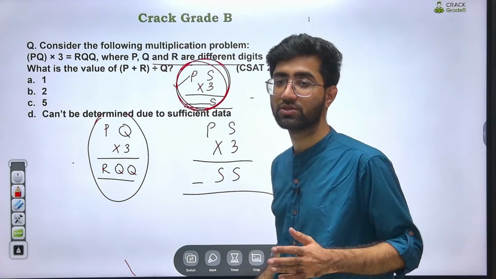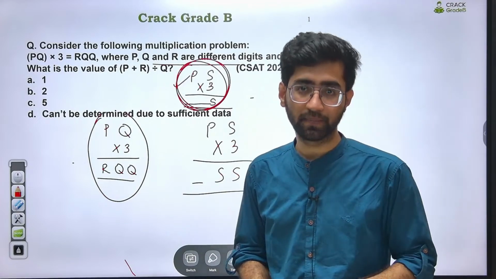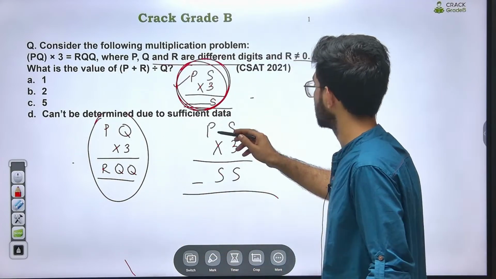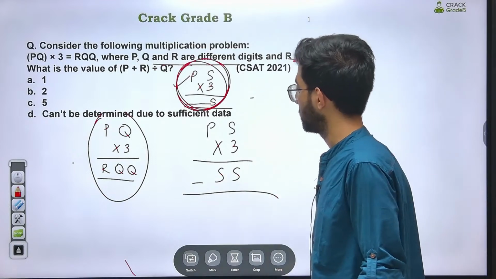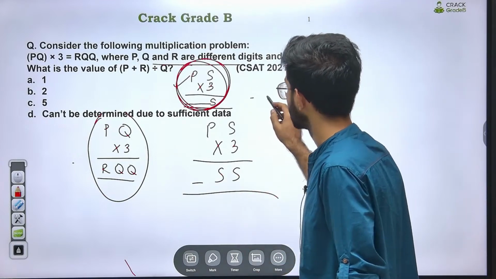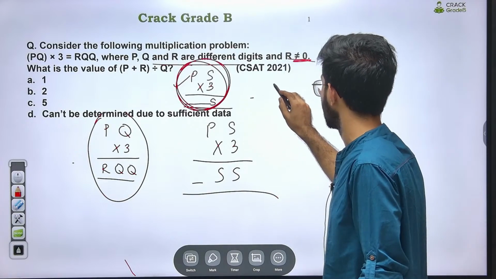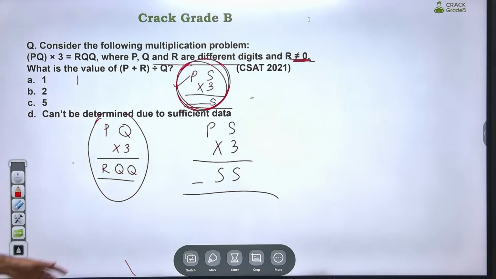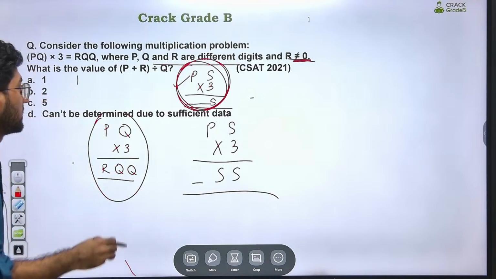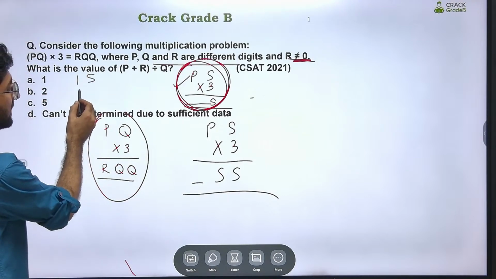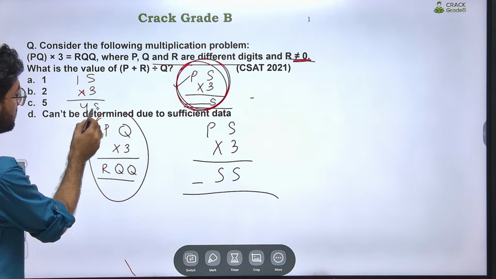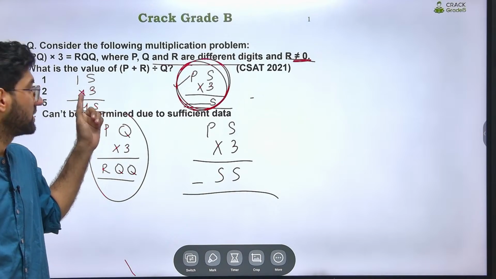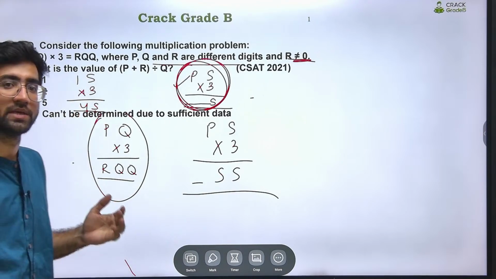Now, we will have to check the possible values of P. You can't think that P is 0. Why? Because it has been given that R is not equal to 0. So let us check one by one. Okay, if you think that the value of P can be 1, so let us write 15 into 3, that is 45. Are you getting 5 and 5? No, you are not getting 5 and 5. What does it teach us? It says to us that the value of P can't be 1.